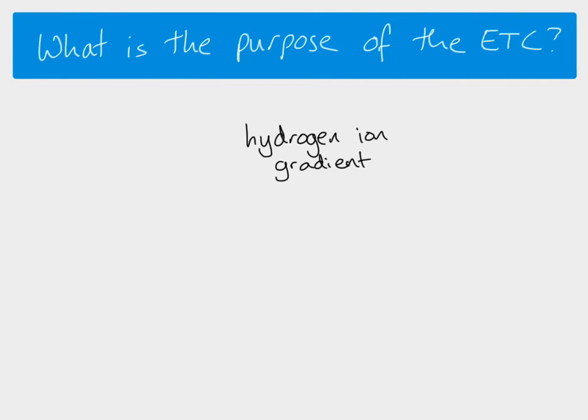And the reason we need the hydrogen ion gradient is because we use it to turn ADP and inorganic phosphate into ATP. So this ATP generation is the ultimate goal of cellular respiration. And at the end of oxidative phosphorylation in the electron transport chain, we end up with around 32 molecules of ATP. So a huge amount comes from this stage compared to what we got from the Krebs cycle and from glycolysis.